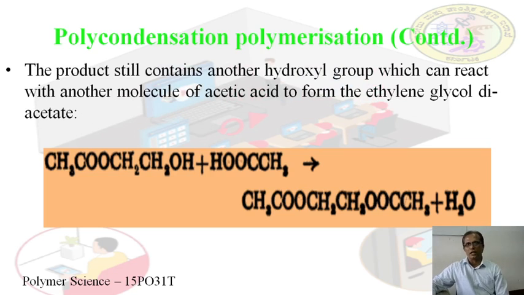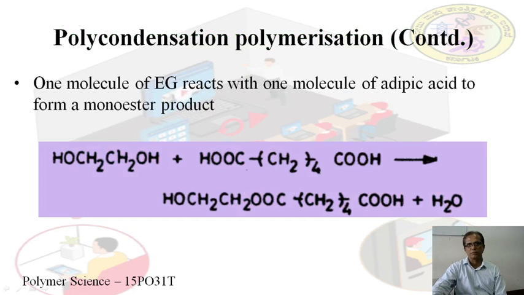The product still contains another hydroxyl group at the end, which can react with another molecule of acetic acid to form ethylene glycol. That's what we have just come across. If you add more ethylene glycol to the reaction product, again there will be reaction and it's going to form a lengthy structure.